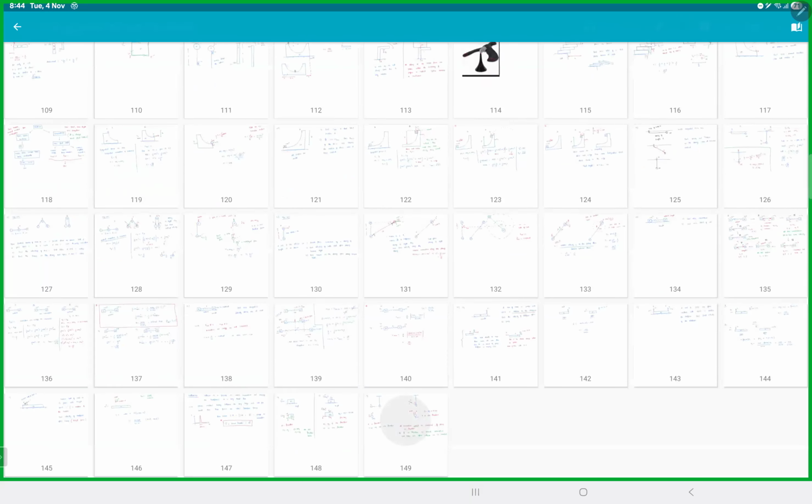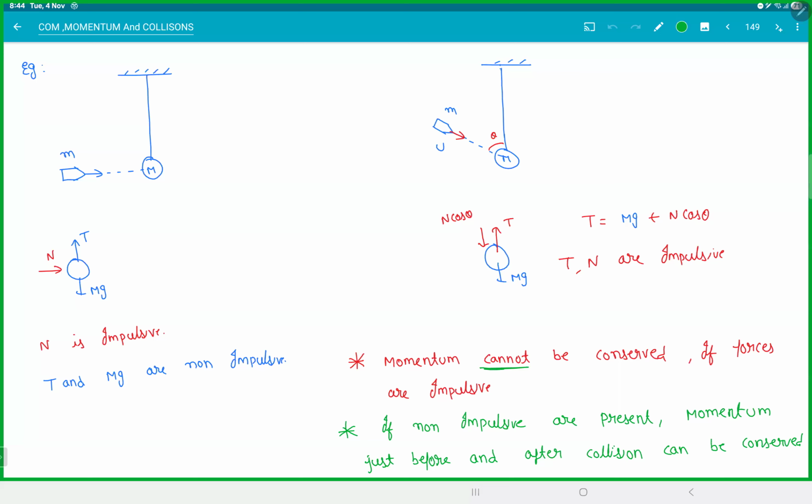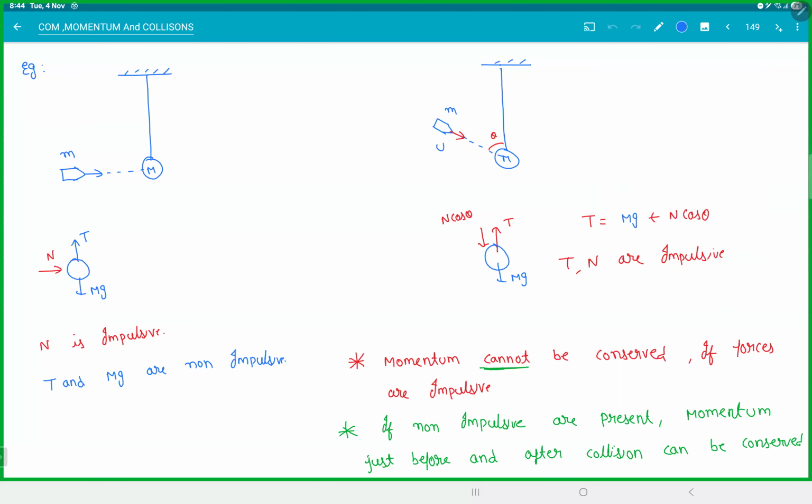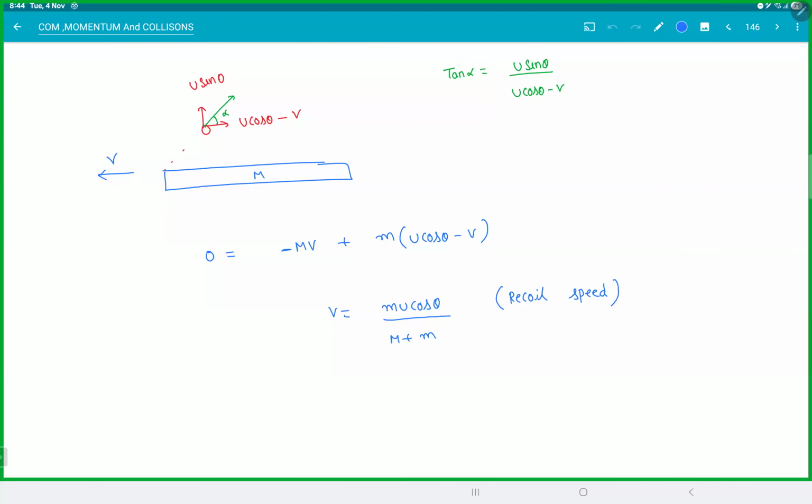So I hope everyone got an idea what is impulsive and what is non-impulsive force. Now let me show you how they can frame a question. You get some really good ones on this, and this concept is important, impulses. You will see this again in collisions later on, and again in rotation.